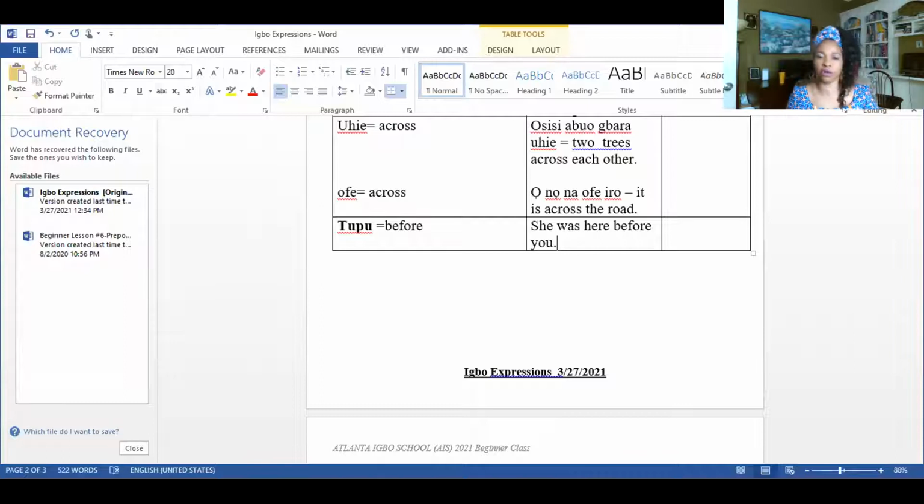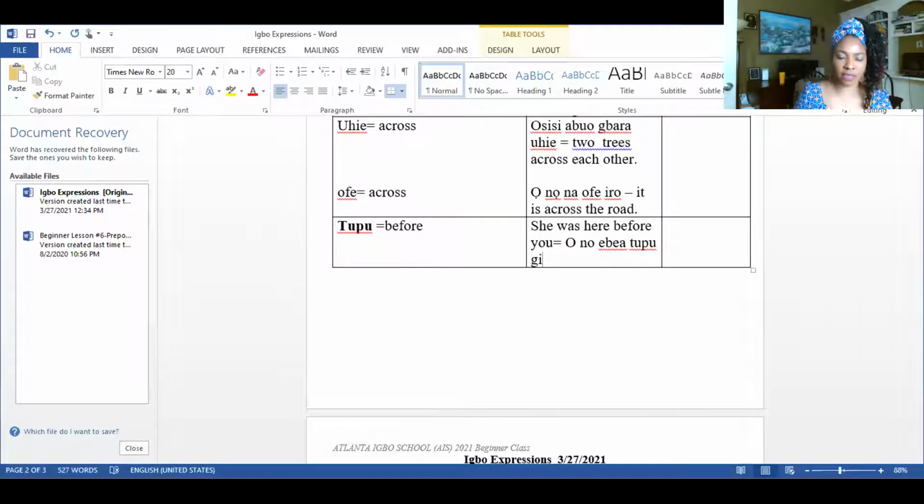So you're trying to tell somebody, oh, she was here before you. Okay. Ono eba tupuge. Tupuge. Ono eba tupuge. All right. So she's here. She was here. Ono eba. Eba means here. Tupuge means you. Ono eba tupuge. Ge, or it's referring to the person you're talking about.